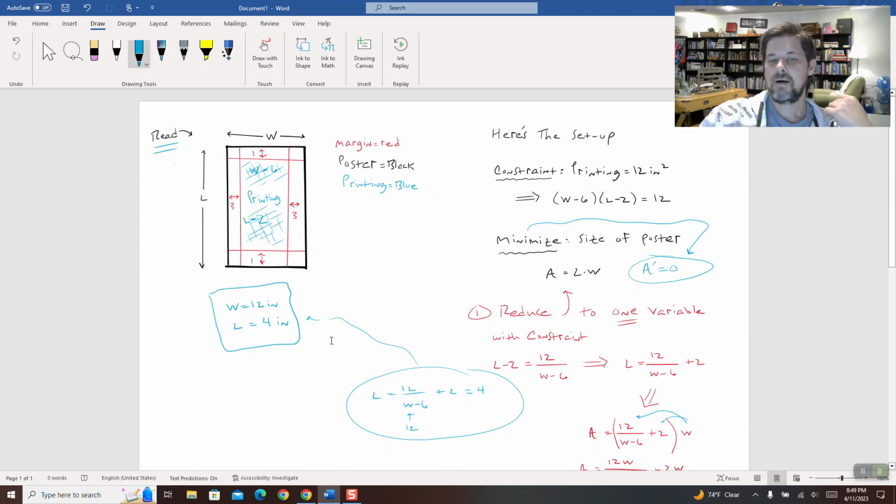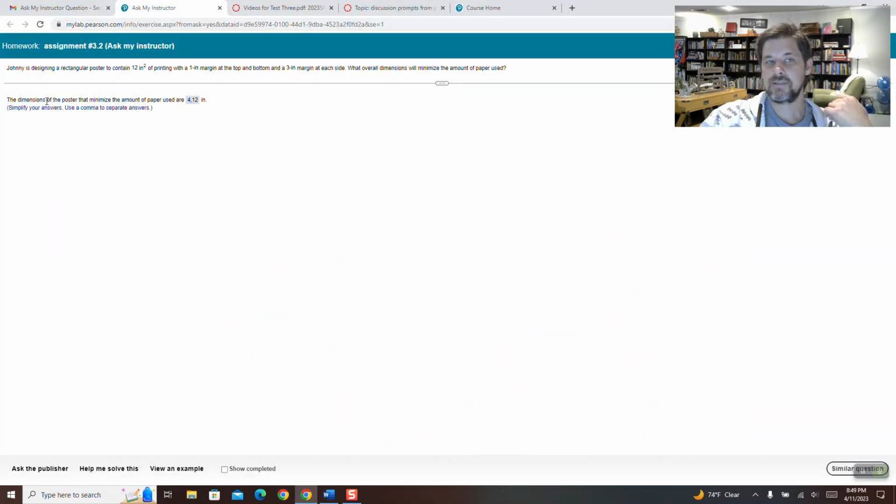Let's do this. Show you how to put the answer in. See how it says give the dimensions of the poster that minimize the amount of paper used. It says use a comma to separate answers. So I just put both of those numbers in. I put 4, 12, and it understands that as giving length and width. So that's how we do this one.